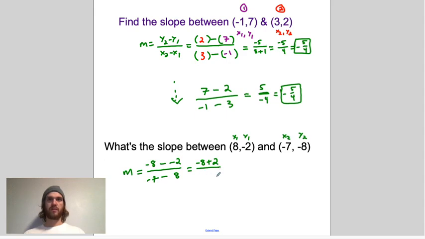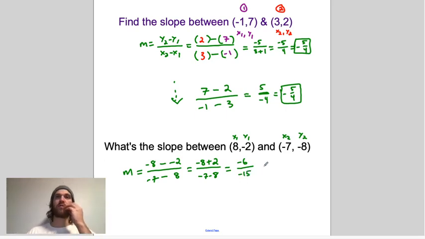Okay, negative 7 minus 8. All right. So now we can simplify. So we change that to a positive. We have 8 bad guys, 2 good guys. Bad guys are going to win by 6. Negative 7 minus 8. That's a group of bad guys and a group of bad guys. So they are going to join forces of evil to form an army of negative 15.